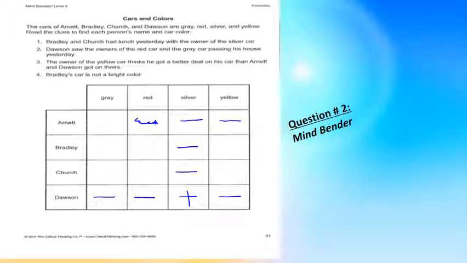Now, Bradley's car is not a bright color. So Bradley is not yellow nor red, right? He is the owner of the gray. So Arnott is not the owner of the gray, and Church is not the owner of the gray. Arnott is the owner of the red car, and Church is the owner of the yellow car. We should read the clues carefully, okay?